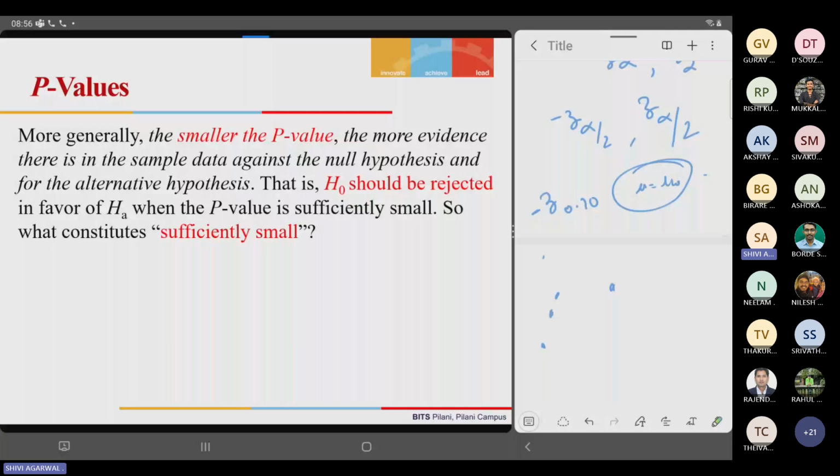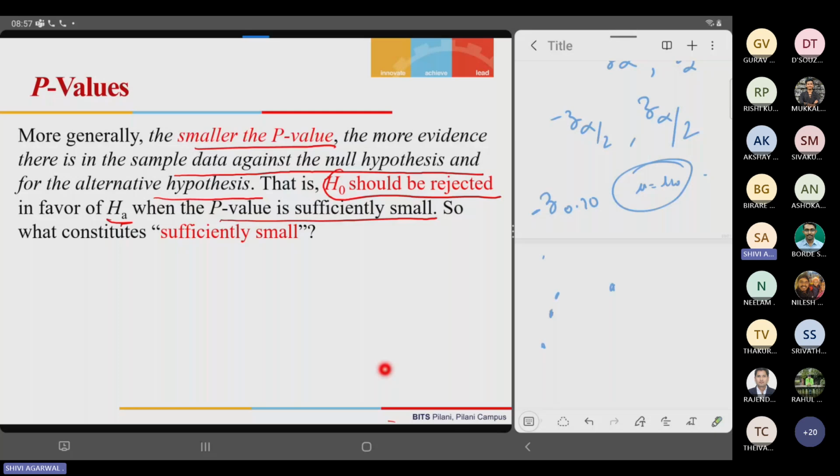So more generally, the smaller the p-value, the more evidence there is in the sample data against the null hypothesis and for the alternative hypothesis. So H0 should be rejected in favor of HA when the p-value is sufficiently small. Now the question arises: how small is sufficiently small? It's very difficult to say, so we just want one threshold basically.